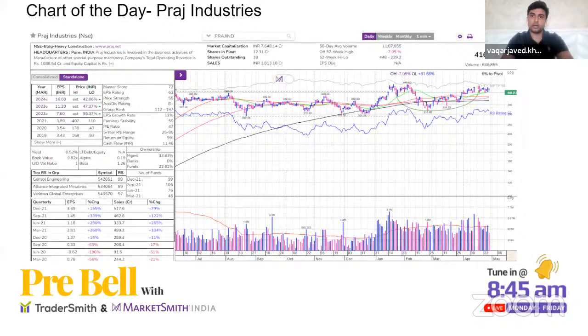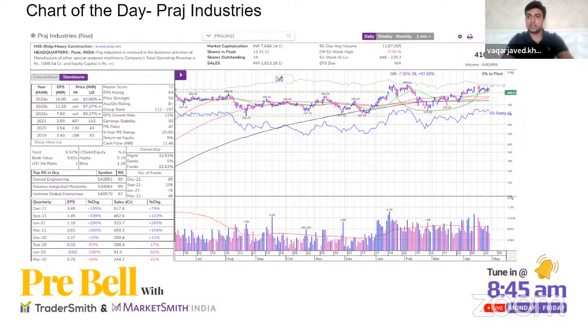The order flow from ethanol is very strong at 14%. Given this strong fundamental profile, we can see that for the last 4 quarters, the company's sales and EPS have been growing in triple digits. And even if you look at the estimates for 2023 and 2024, the EPS estimates for both years are in the high 40s.